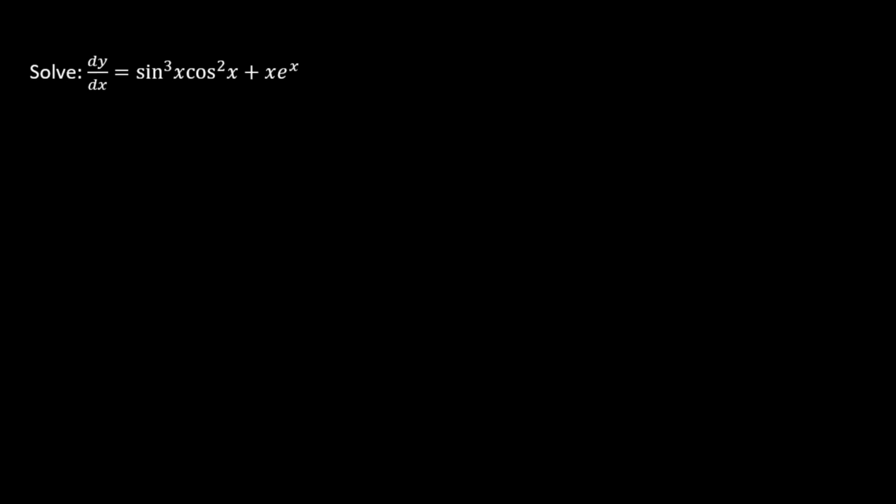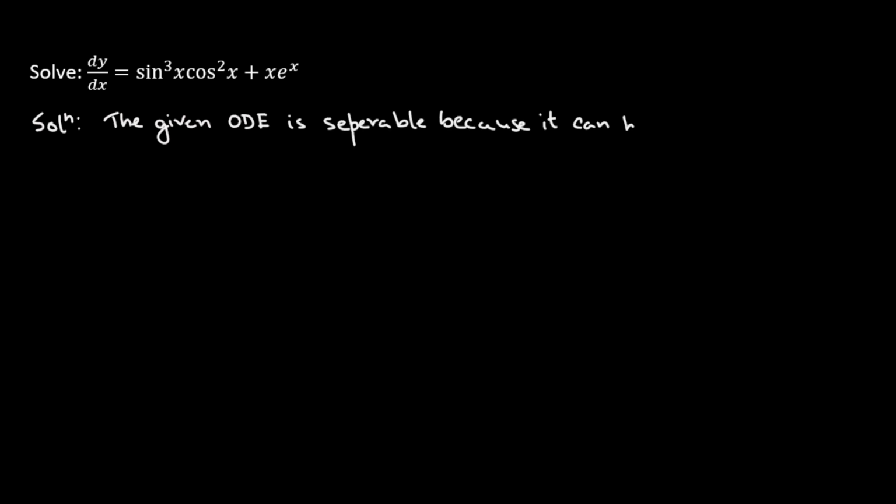In this problem, we need to solve the differential equation dy/dx equals sine cubed x times cosine squared x plus x times e raised to the power of x. The given ordinary differential equation is separable because it can be written as dy equals sine cubed x times cosine squared x plus x e raised to the power of x, all multiplied by dx.